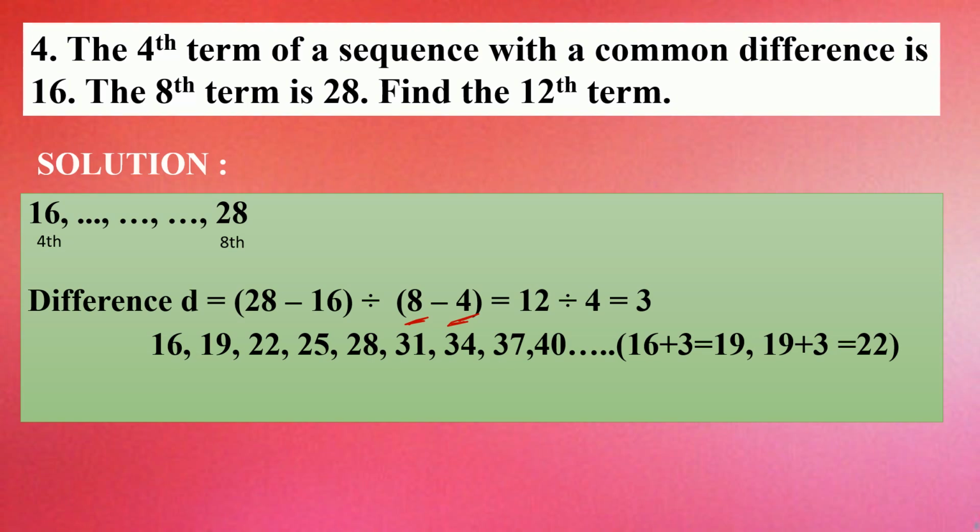So 16 plus 3 is 19, plus 3 is 22, plus 3 is 25, 25 plus 3 is 28. So the difference is 3 and it is right. When we keep on adding 3, we get the 12th term as 40. So the answer is 40.